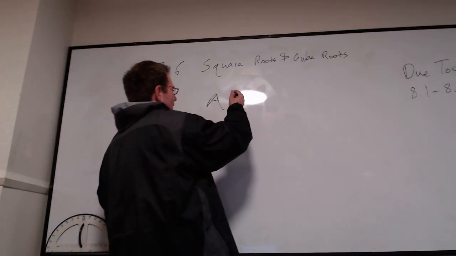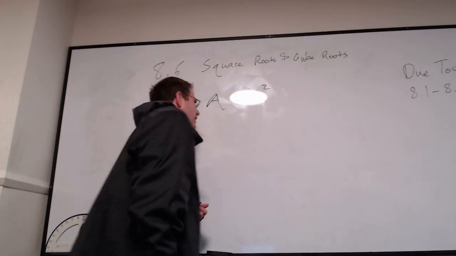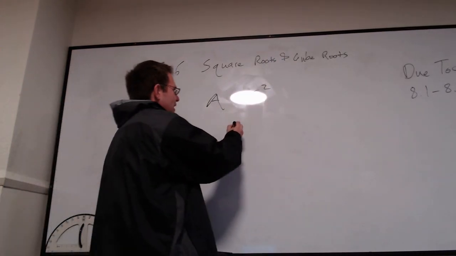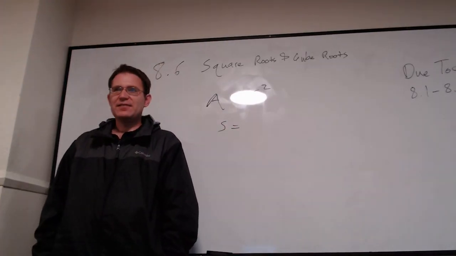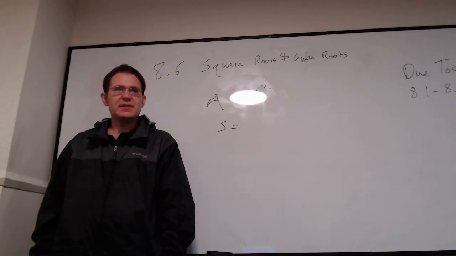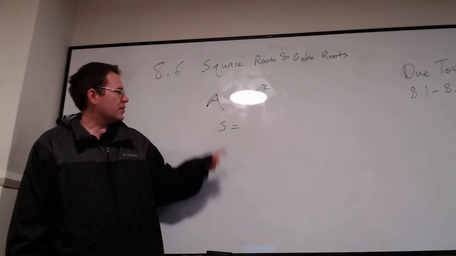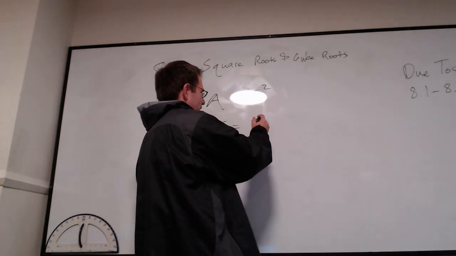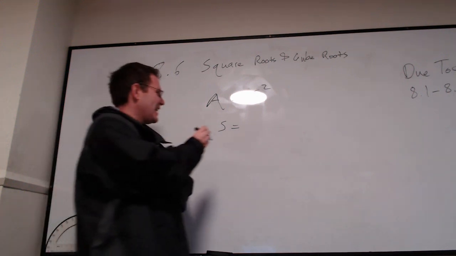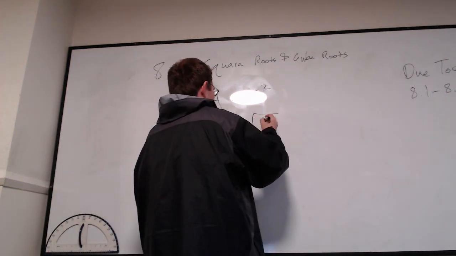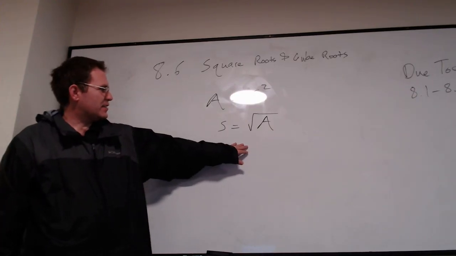Okay, so if A, which is some amount, equals S squared, does anyone have an idea what S would equal then? No, it wouldn't equal A. Would it be the square root? It is, exactly. So that's the big idea to begin with.